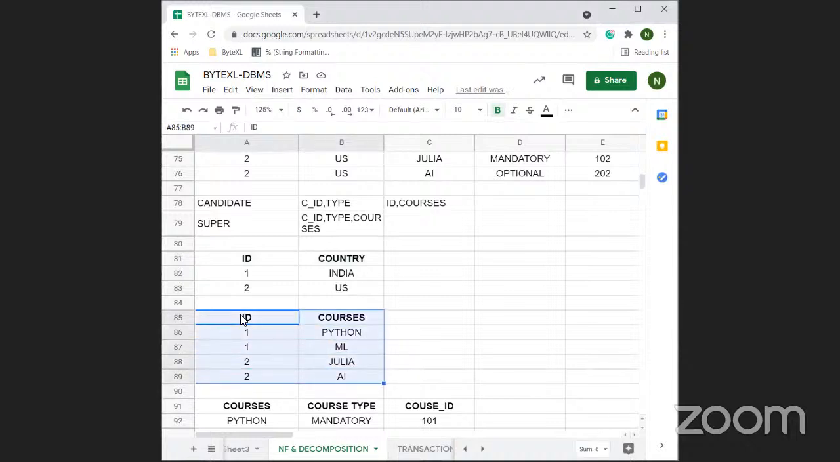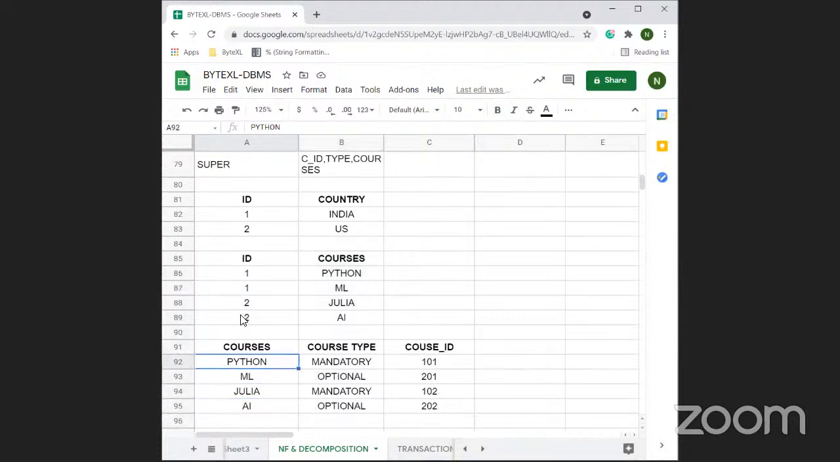A student whose ID is 1 is taking Python and ML, or student number 2 is taking Julia and artificial intelligence. Now, which course is mandatory and which is not is all for the purpose of the university. Why trouble it by including it in the general output? So we have to take it in a separate table. For looking, it is good. Also for changing in future, it will be good again. This is BCNF.